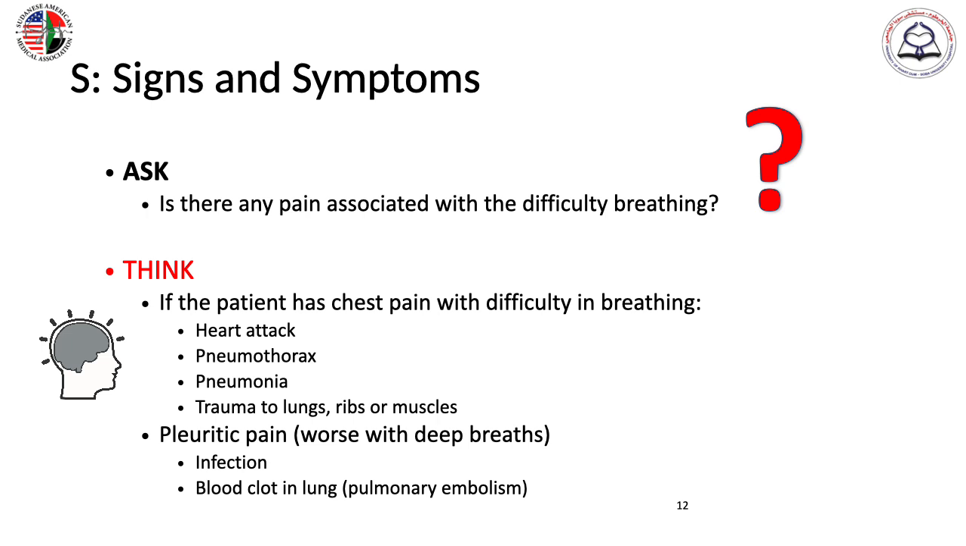Ask, is there any pain associated with difficulty in breathing? If the patient has chest pain, consider myocardial infarction, heart attack. A patient with pneumothorax can present with pain in one side of the lung. Pneumonia can present with pleuritic chest pain. Trauma to the ribs, to the muscles, and the lung can also present with pain. Pleuritic chest pain, consider pneumonia, and consider pulmonary infarction due to pulmonary embolism.